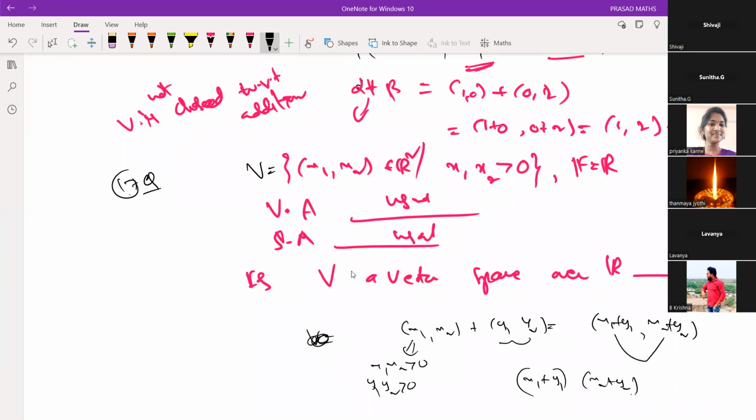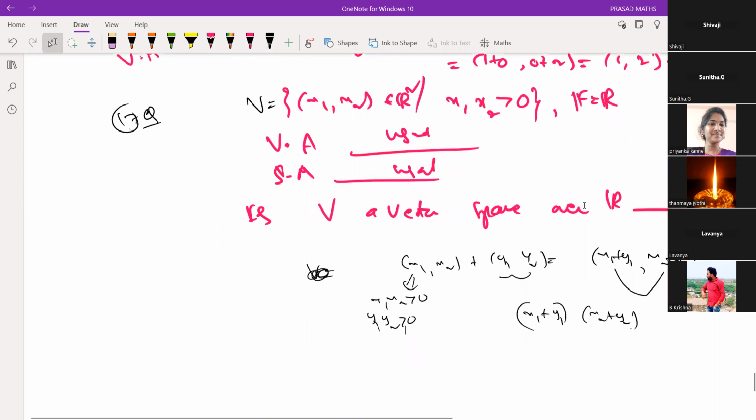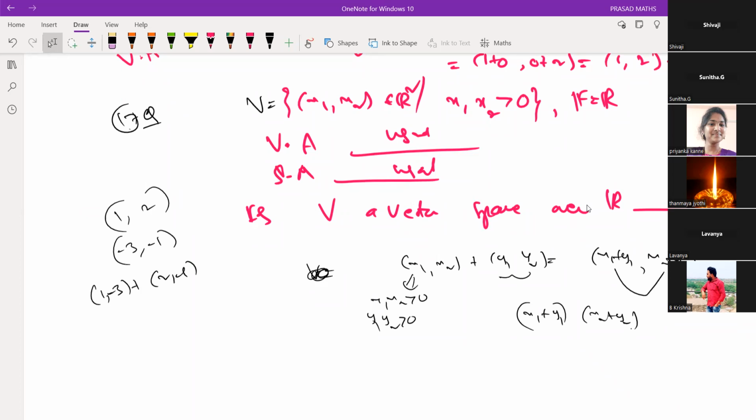So does it mean that x1 plus y1 into x2 plus y2 is also positive? Yes or no? No means you need to give a counter. Take 1 comma 2 and minus 3 comma minus 1. What about the sum? Minus 2 comma 1, therefore minus 2 comma 1. The product is negative.